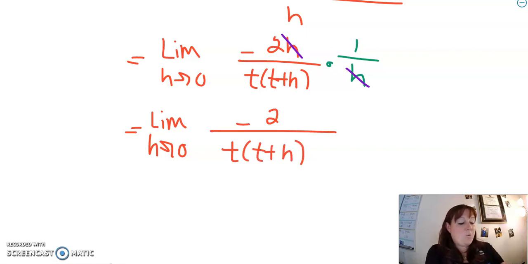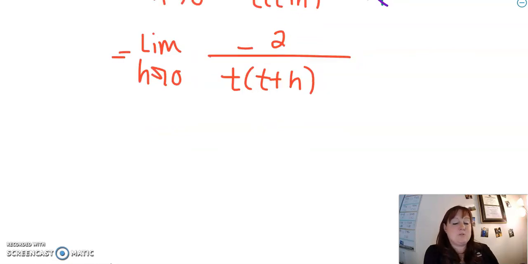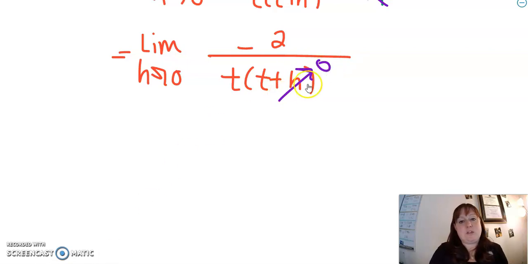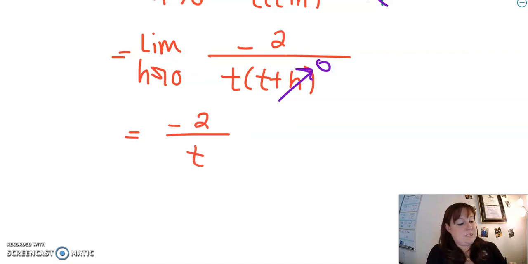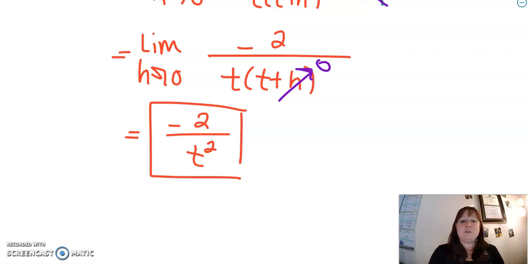And so now what happens as h approaches 0? I no longer would have a problem. I would no longer have an indeterminate form or anything like that. So I can just say, okay, as h goes to 0, that's just going to disappear, right? And so then what do I end up with? Well, I have negative 2 over t times t. So I end up with negative 2 over t squared. And that, my friends, is the derivative of 2 over t.